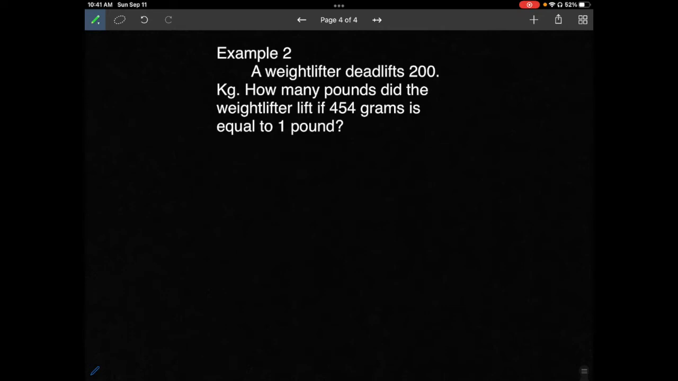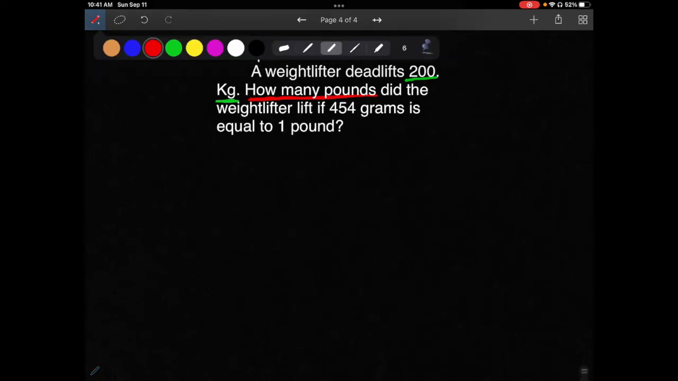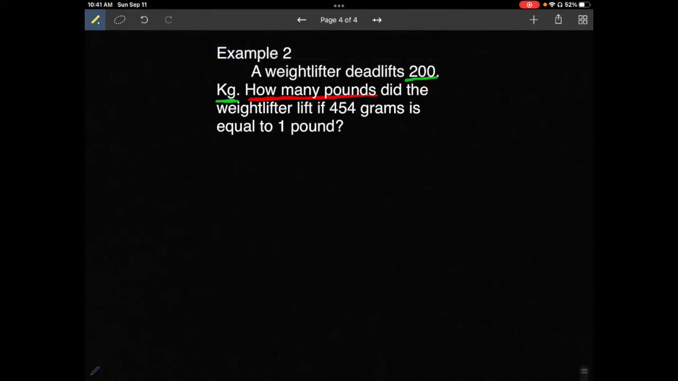So the first thing I'm going to do is identify the number that's being converted. And that measurement is 200 kilograms. Then I need to identify the units that my answer should be in, and that would be pounds. Now I need to find equalities or conversion factors that I can use, and one is given in this problem. 454 grams is equal to 1 pound, so I can write that.